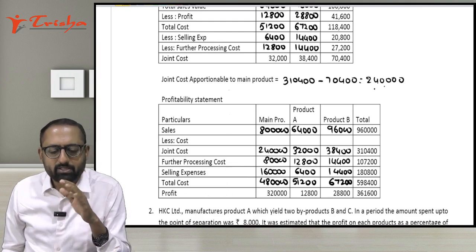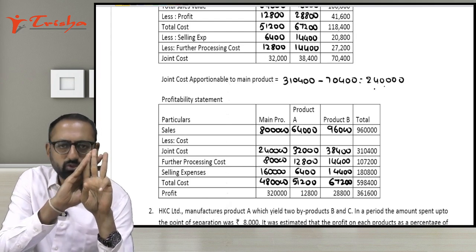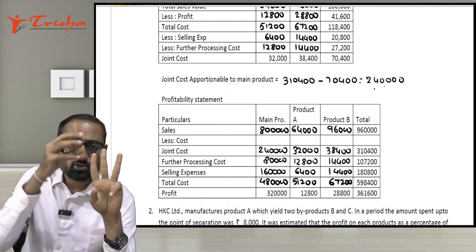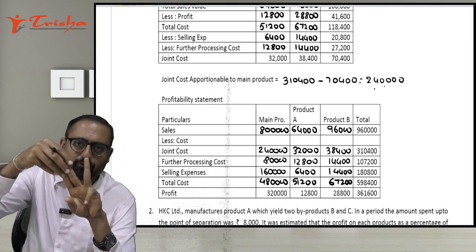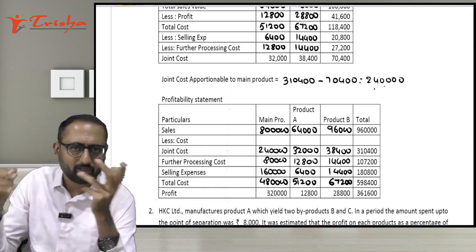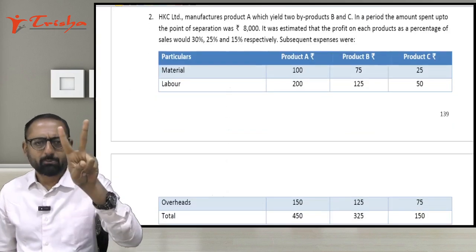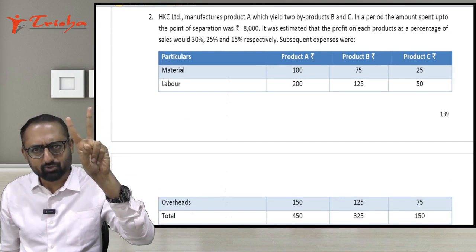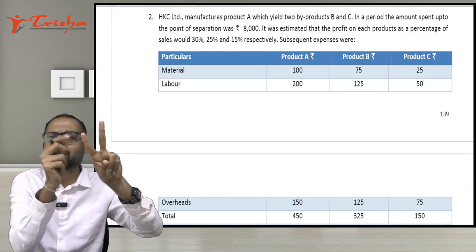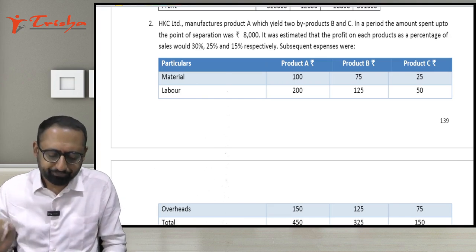So remember, guys, if out of 3 products, profit is given for 2 products, then don't hesitate. Calculate the joint cost of the 2 products, deduct it from the total joint cost, and the remaining joint cost will be of the remaining product. If you have 2 products and profit is given for 1 product, then apply the reverse cost method and calculate the joint cost of that product, and the remaining joint cost will be of the remaining product. Let's go to the second question.